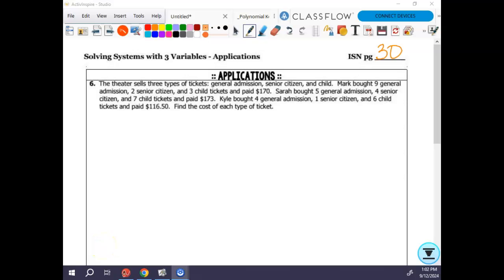All right, the theater sells 3 types of tickets: general admission, senior, and child. So are you good with our variables being G for general admission, S for senior, and C for child? Okay.